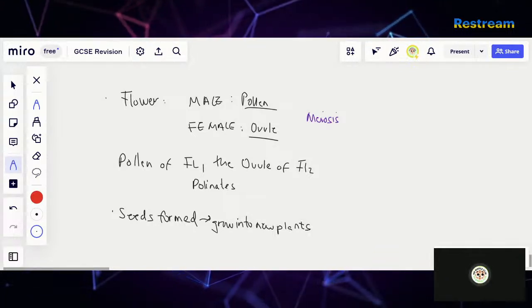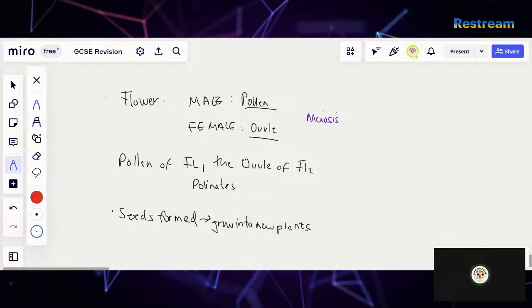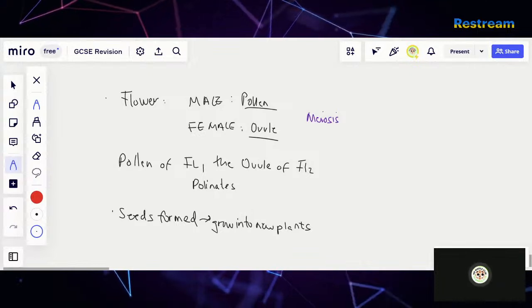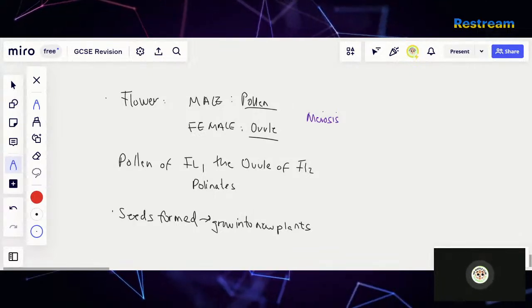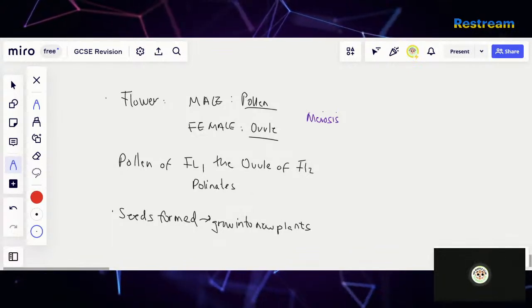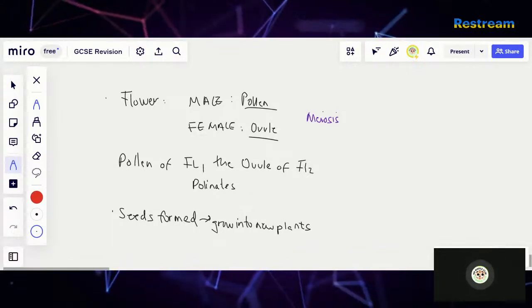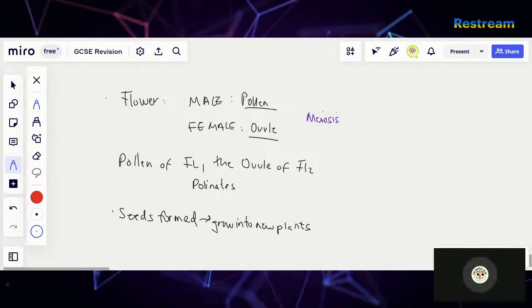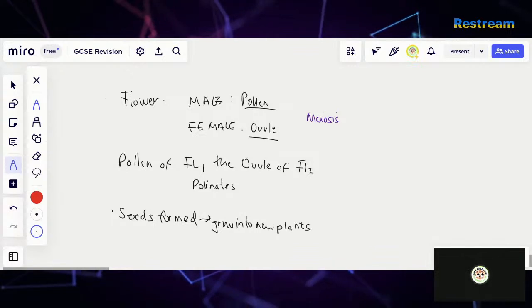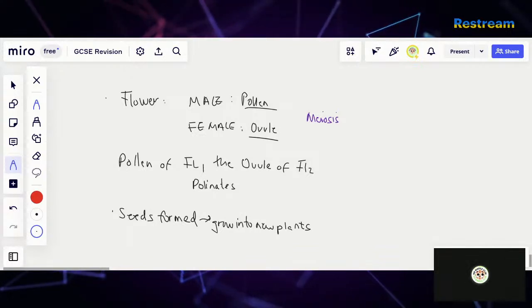So let's go through that again. The flower makes the male part, which is the pollen, and also the female part, which is the ovule. And then these two parts are made by meiosis. And then the pollen of one flower pollinates the ovule of another flower. It then creates a seed, and this seed then grows into another plant.